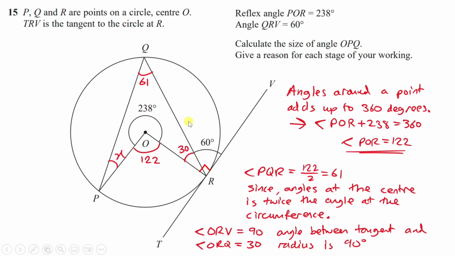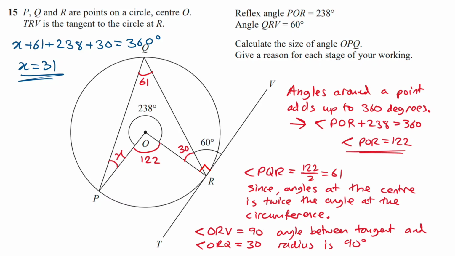And how can we get X? Well, let's have a look, guys. We've got a four-sided shape. If you think about it, this is a four-sided shape, and in a four-sided shape, the angles must always add up to 360 degrees. Here we've got 61, X, this big 238 and 30. So let's put it over there, and it must sum up to 360. Now just make X the subject, guys. Add all this up and then move it to the other side. And you should get 31 degrees.